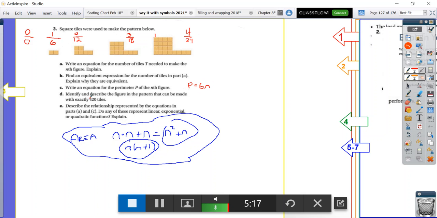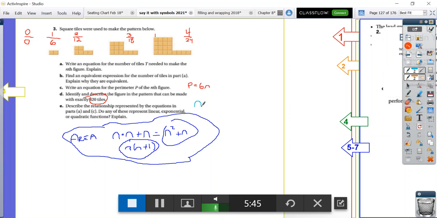All right, so identify and describe the figure in the pattern that will be made with exactly 420 tiles. All right, so is that area or is that perimeter? Well, the number of tiles is area, right? So we know, and this is a little bit more challenging, so we have to go back to our area equation.